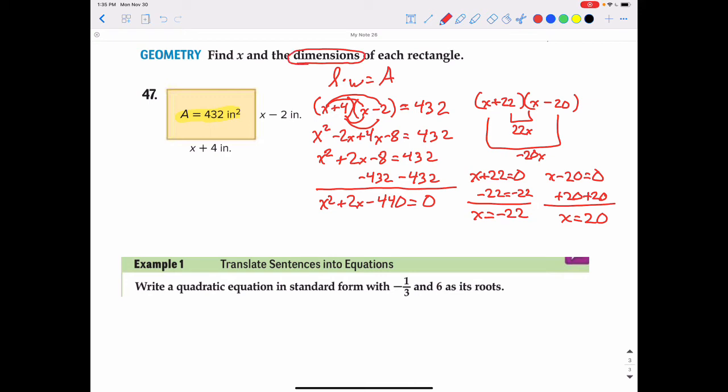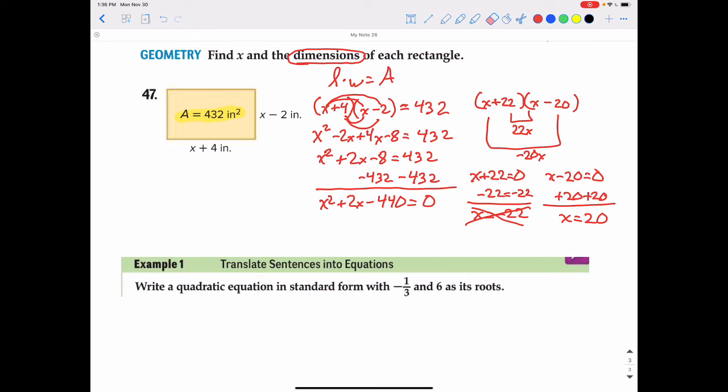So what happens when you plug negative 22 in for x? You have negative 22 plus 4, and that means you would have a length of negative 18 inches. Well, what in the world does that mean to have a length of negative 18 inches? That really does not make any sense in the context of the problem because a rectangle is not going to have a negative length. So even though x equals negative 22 is really a solution to the equation, it doesn't make a lot of sense because it gives us negative measurements in our rectangle. So we're just going to ignore that part of the answer, and we're going to try the 20.